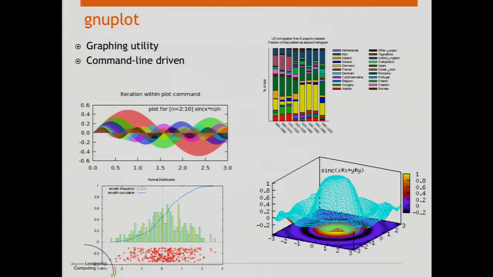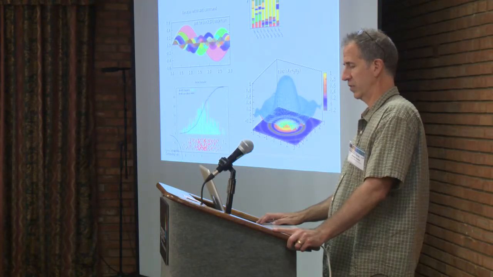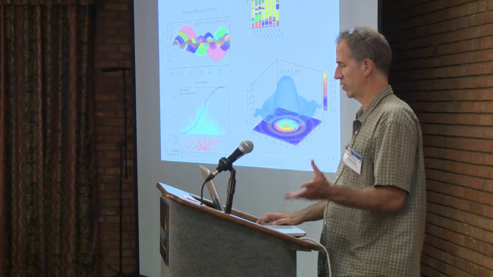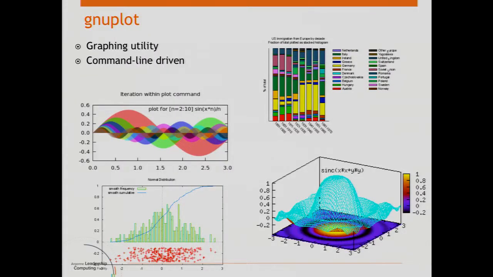One of the drawbacks of VMD in particular is that it's threaded, so you can run on multiple threads on a single CPU, but it's not parallel, so you can't run on multiple processes. I mentioned gnuplot briefly earlier, and it's a utility for doing graphing. It's mostly command line driven, and there are lots of capabilities there for data that's not necessarily three-dimensional or physical based.